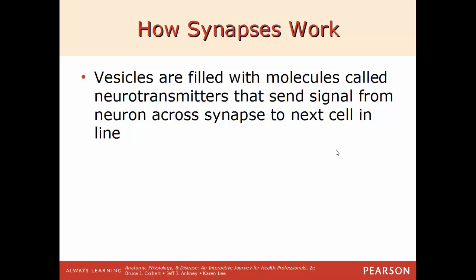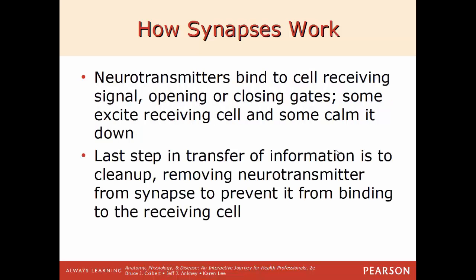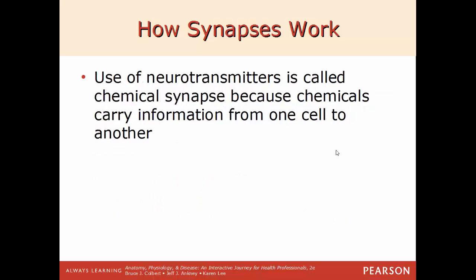So it's these neurotransmitters that will diffuse across the space between that axon and the target cell. And this is called the synapse. Now these neurotransmitters will bind to receptors on the receiving cell. And if the impulse is still great enough, the action potential will be created on the target cell and it will continue on in the target cell. And the last step of this transfer of information is the cleaning up or the removing of the neurotransmitter from that synapse to prevent it from binding to the receiving cell over and over again. Now, the use of neurotransmitters is called a chemical synapse because you're involving chemicals to carry information from one cell to another.